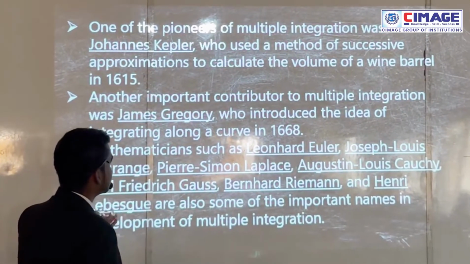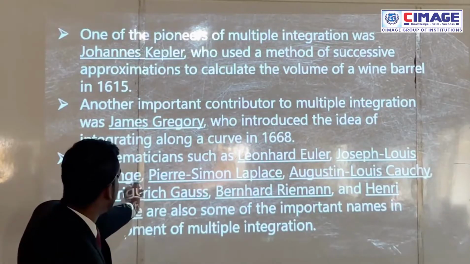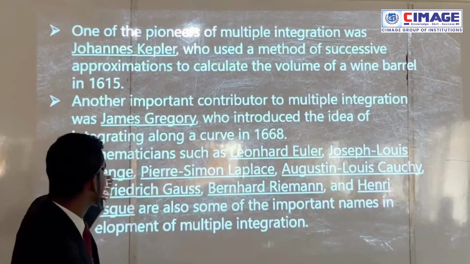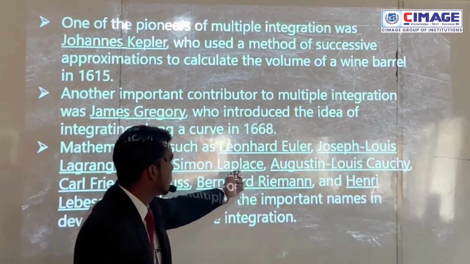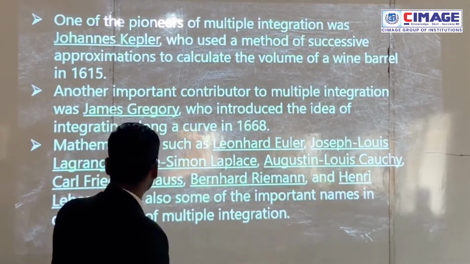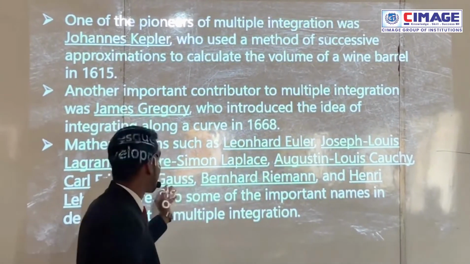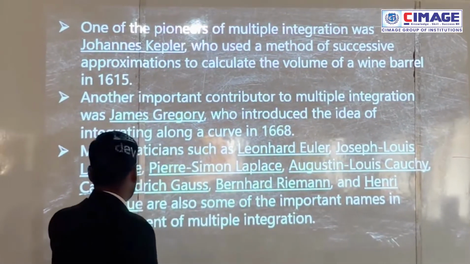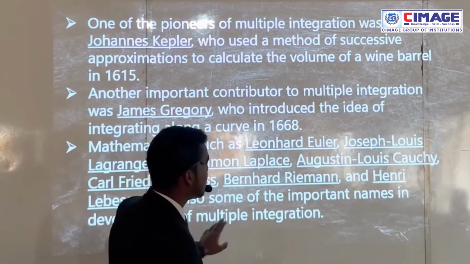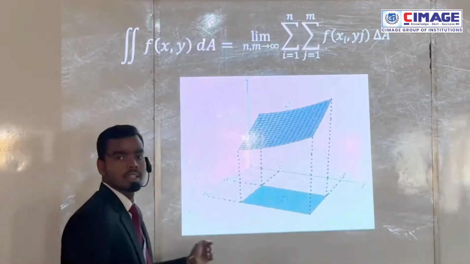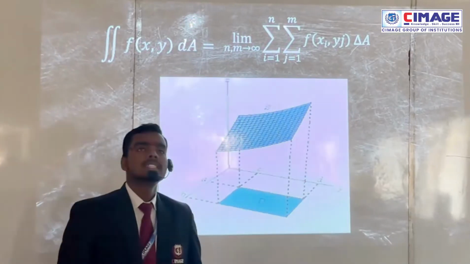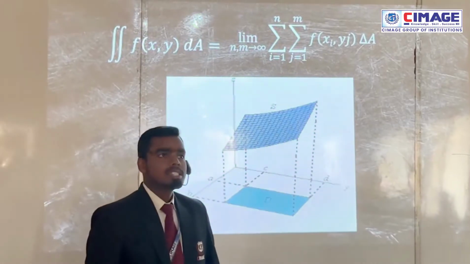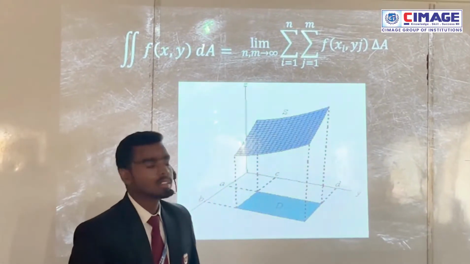Many mathematicians such as Leonhard Euler, Joseph Louis Lagrange, Laplace, Augustin Louis Cauchy, Carl Friedrich Gauss, Bernhard Riemann with Riemann integration, and Henri Lebesgue are also important names in the development of multiple integration. Therefore, we can say that multiple integration was not invented by a single person. It is the achievement and hard work of many great mathematicians.